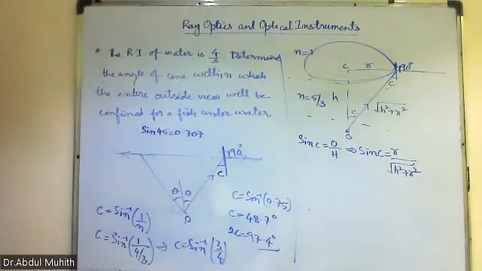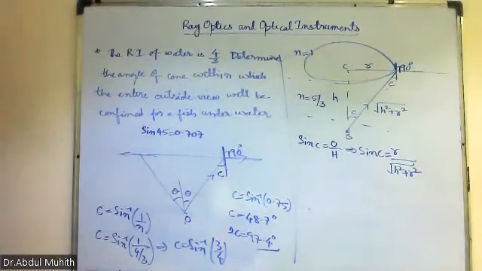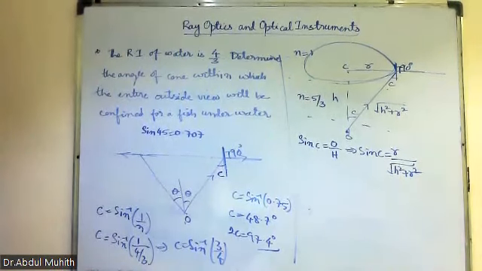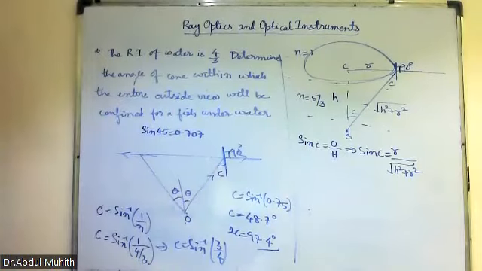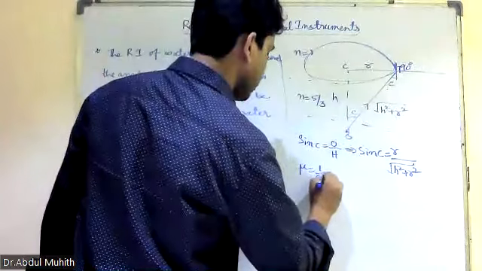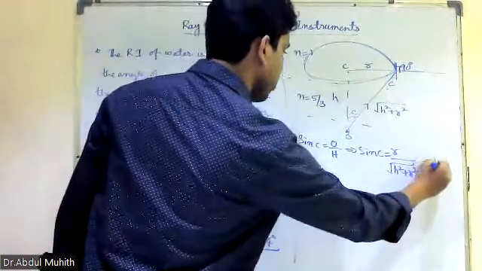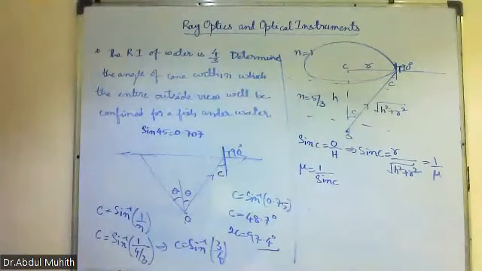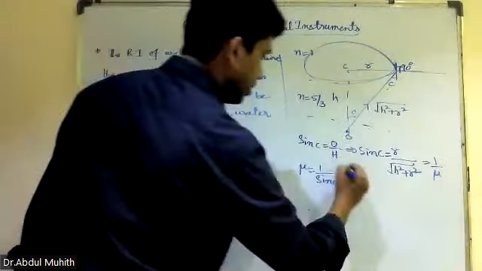Now, that is also equal to what? Refractive index. So we have the formula mu is equal to 1 by sine C. So if you cross multiply, sine C will become 1 by mu. Okay, we got the value as 1 by mu. Now square it, cross multiply and simplify this one, and we'll get the answer.